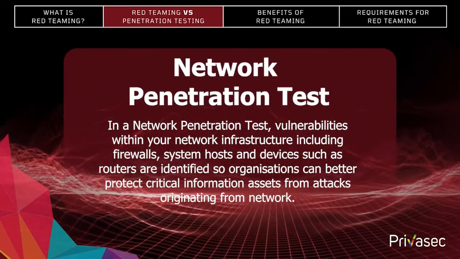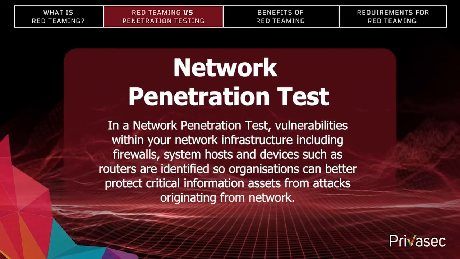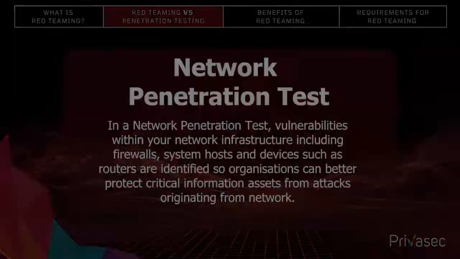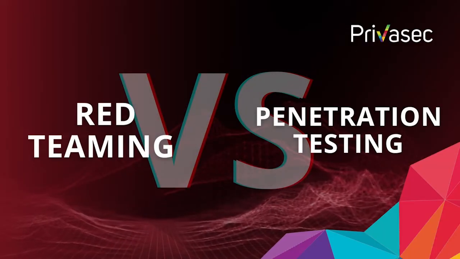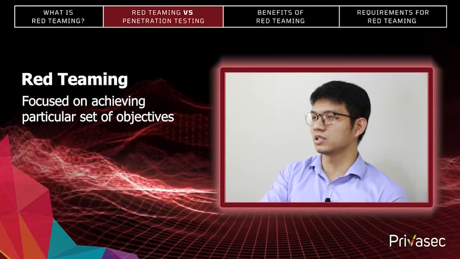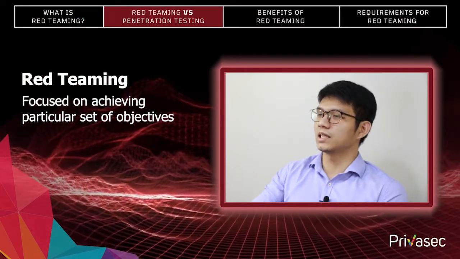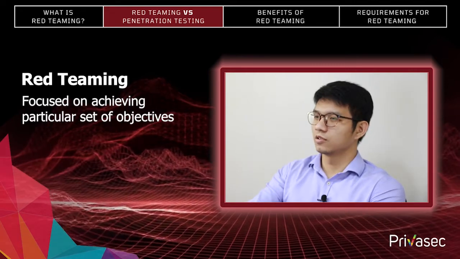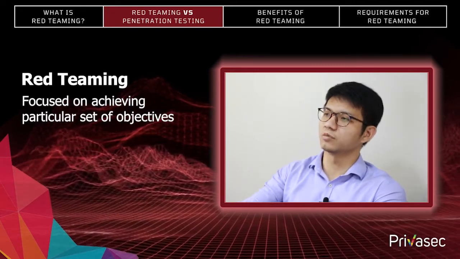Now, there might be a little bit more of the similarity to network infrastructure penetration tests that you guys might be thinking of. They're basically two different things. So to go into that, the main difference would be that red teaming is very objective focused. It's focused on achieving the crown jewels. It's focused on doing anything that is required to reach there to obtain those particular set objectives.